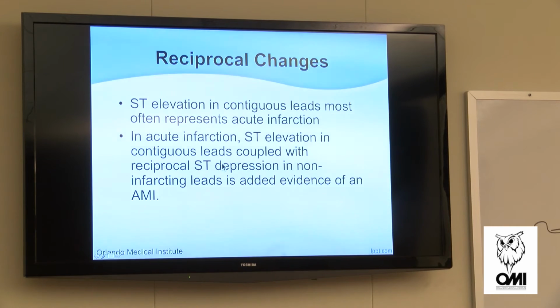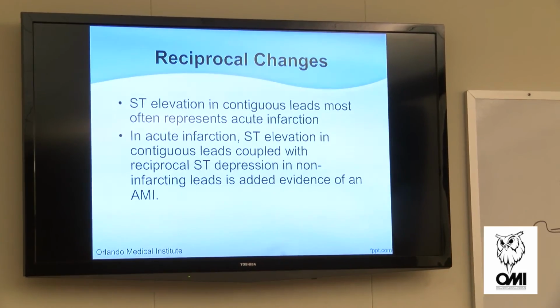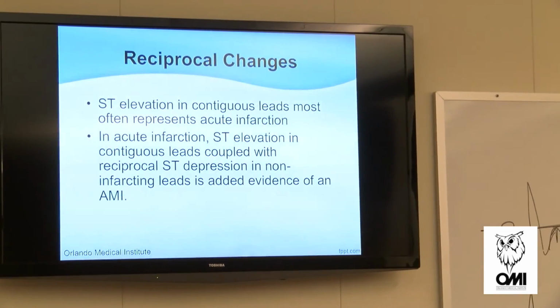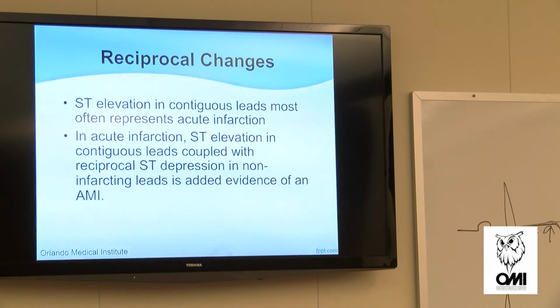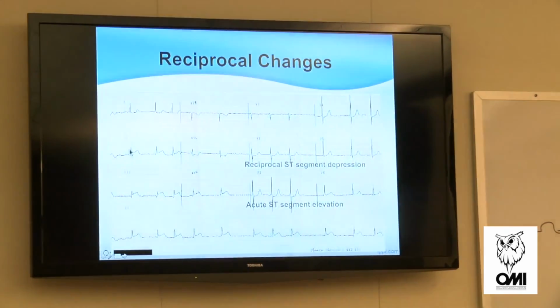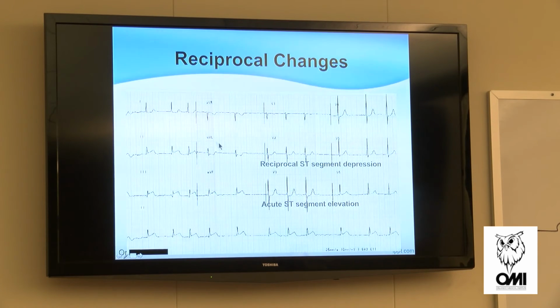Reciprocal changes are important to identify because that's going to help us identify if this is true ST elevation. ST elevation in contiguous leads is most often represented by acute infarction. In acute infarction, ST elevation in contiguous leads is going to be coupled with reciprocal ST changes of depression in the opposite leads to let us know that this is true ST elevation. So you can see here, do I have elevation? Yes. So I got depression, I got depression. So I have reciprocal changes. So ST elevation, ST depression.